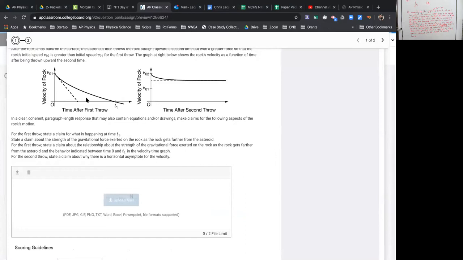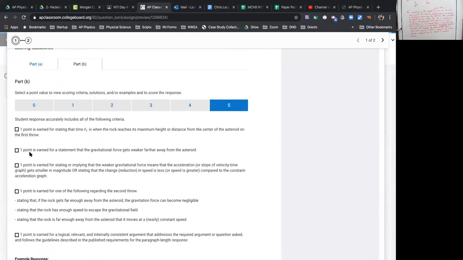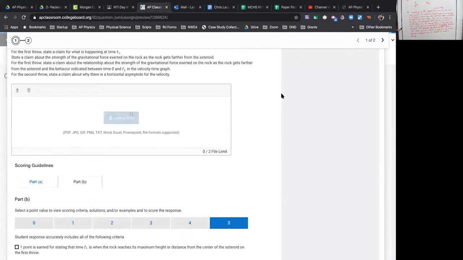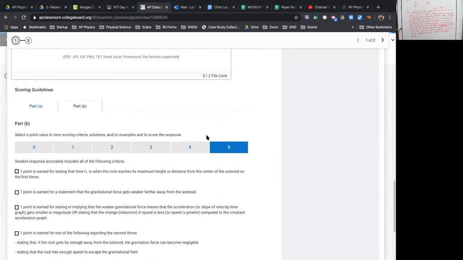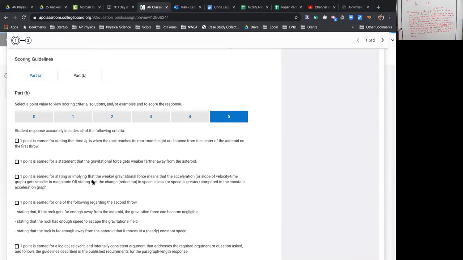So at T1, maximum distance away. 1 point is earned for a statement that the gravitational force gets weaker farther away from the asteroid. Did I include that? Yeah, I did say that with increasing R, the force is decreased, which results in a lower acceleration. Okay, yep, I did have that, so there's a point. The weaker gravitational force means the acceleration gets smaller in magnitude, while the change in speed compared to the constant. Yeah, so it's not accelerating as much because there's less force.